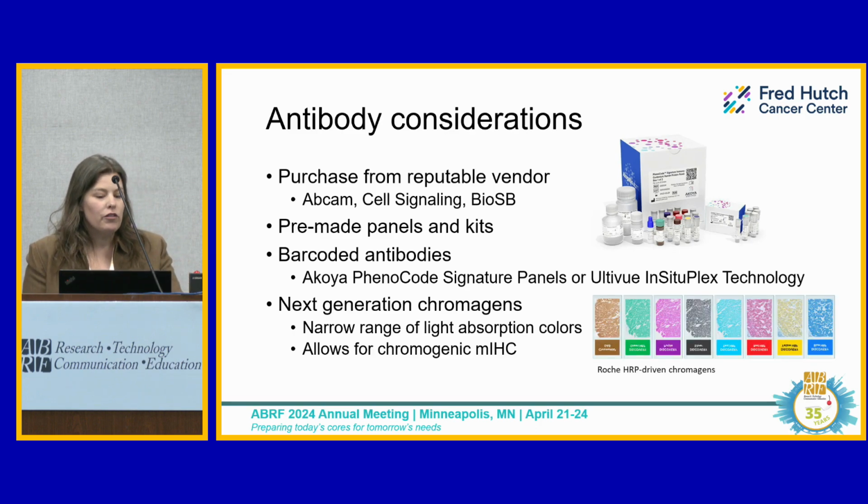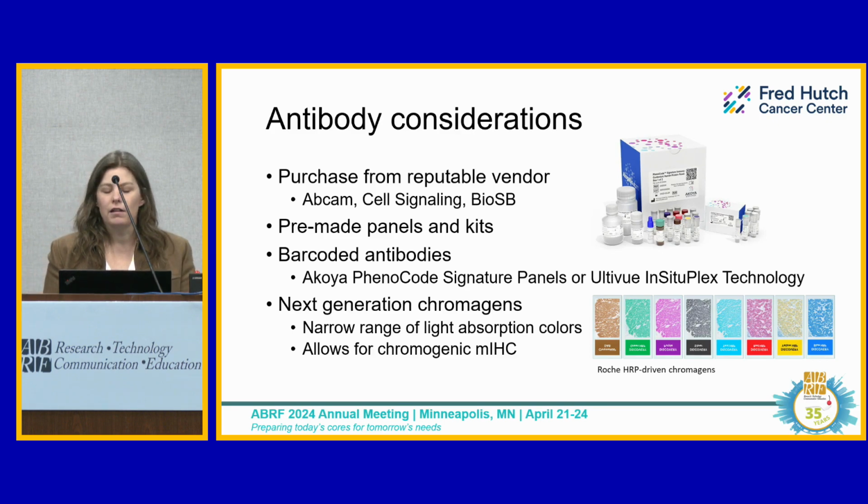Lastly, I'd like to mention that there are some next generation chromogens out there that could be really helpful if you don't have, say, a fluorescence scanner on hand. You can still use bright field and do some multiplex analysis. And I've just given an example here of a Roche product that's out there, but there are several available. And so this might be another way to just get your foot in the door and get started.